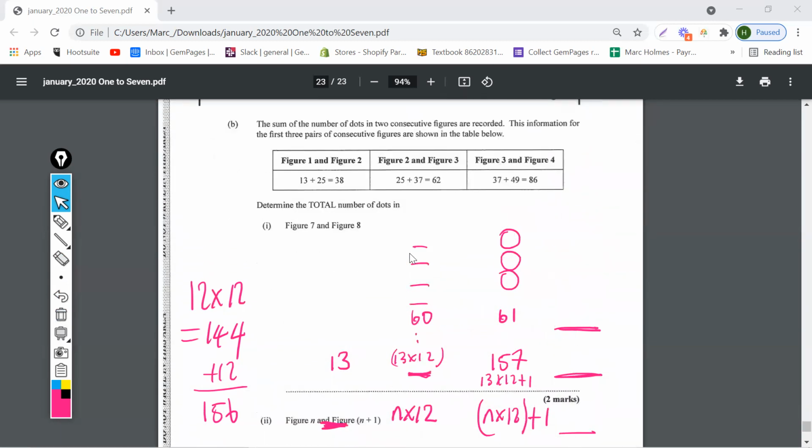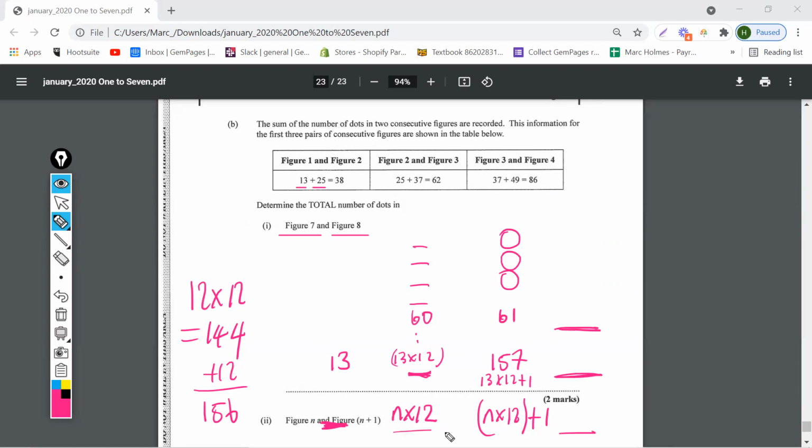So let's scroll down now, and it says here, the sum of the number of dots in 2 consecutive figures are recorded. So the first 3 pairs of consecutive figures are shown below. 13 and 25 is equal to 38. 25 and 37 is equal to 62, and 37 and 49 is equal to 86. So they're asking us here now, guys, for figure 7 and figure 8, we should add the number of dots that come with both of them together.